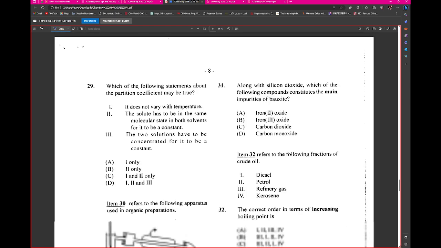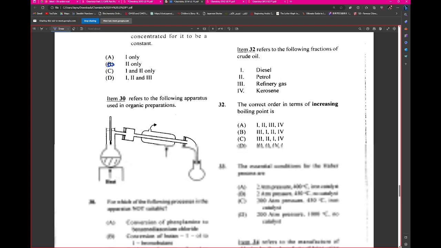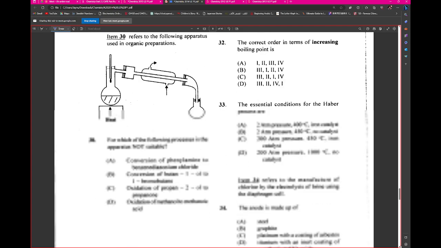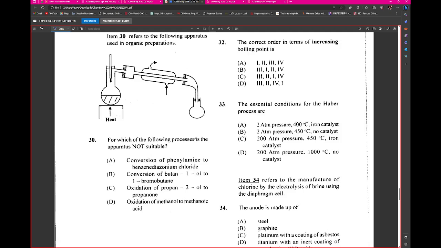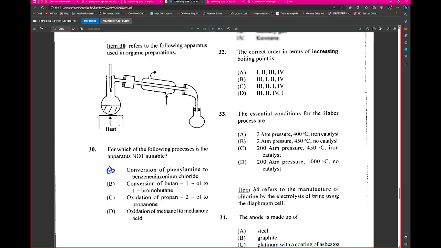Alright, so we have a simple distillation setup, right? That's simple, I guess. Right, so which of the following processes is the apparatus not suitable for? This would be the conversion of phenylalanine to benzene diazonium chloride. But it should be suitable for everything else because they have different boiling points. Alright.